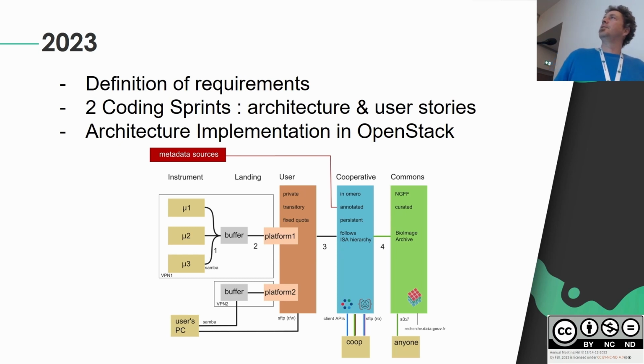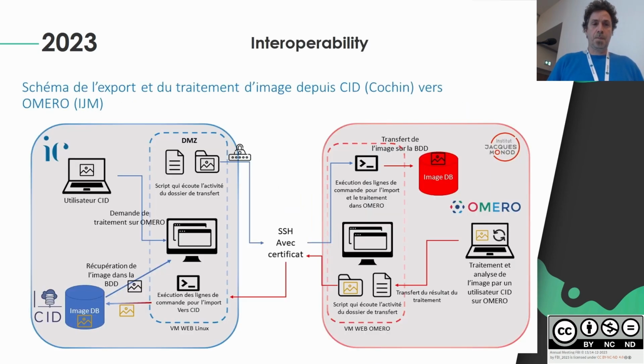The idea is that we defined the requirements, we did a codesprint in Bordeaux, and we have an implementation in OpenStack, which is meant to develop the Homero deployments very fast in every facility. They also work on interoperability in Paris, in Cochin, between the data manager here, Homero, and the one provided by Cochin, the CID one.